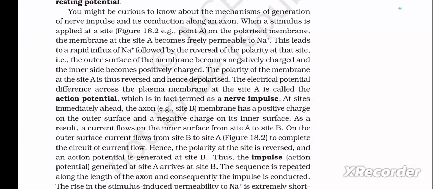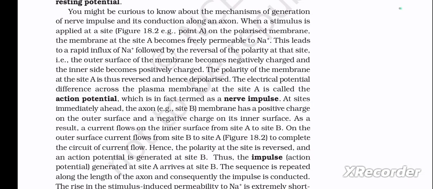The electric potential difference across the plasma membrane at site A is called the action potential, which is in fact termed a nerve impulse. At sites immediately ahead, the axon membrane has a positive charge on the outer surface and a negative charge on its inner surface. As a result, a current flows on the inner surface from site A to site B. On the outer surface, current flows from site B to site A. The figure you can see in 18.2.